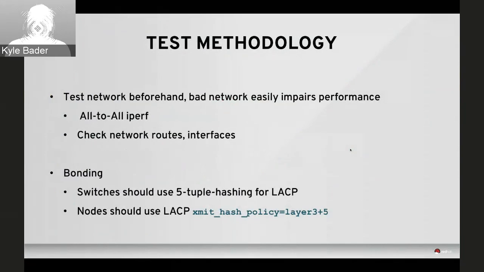So by using 5-tuple hashing at the switch and layer 3+5 hashing at the host level, you're going to add entropy to the hashing policy, because it's going to use the port number in the distribution. So it's not just going to rely on the MAC address and the IP address. It's also going to include the port. And since the Ceph messenger is creating connections on different ports to connect to each of the different hosts, you get much better link utilization if you're using a bond. So that's just some general advice, not necessarily specific to CBT.